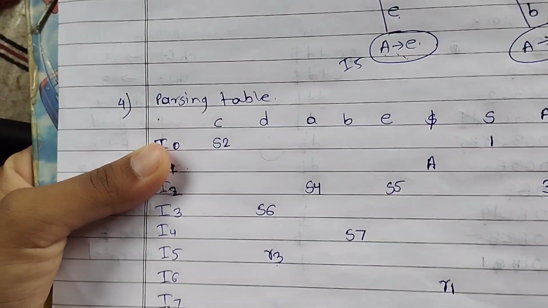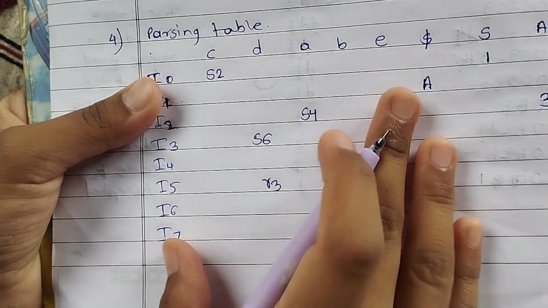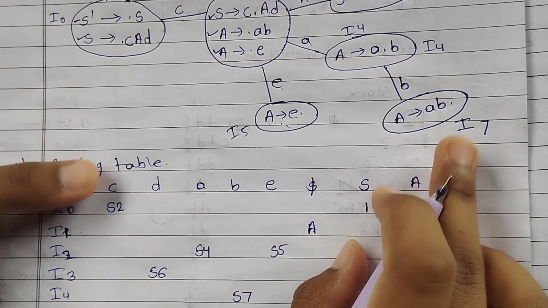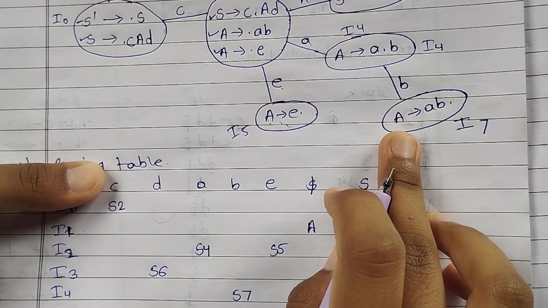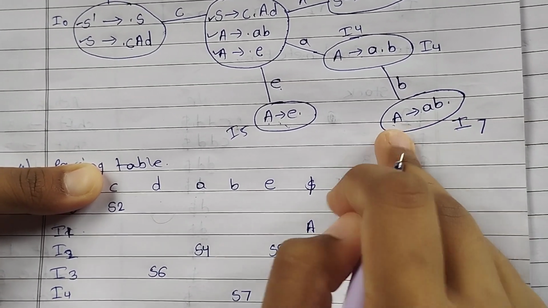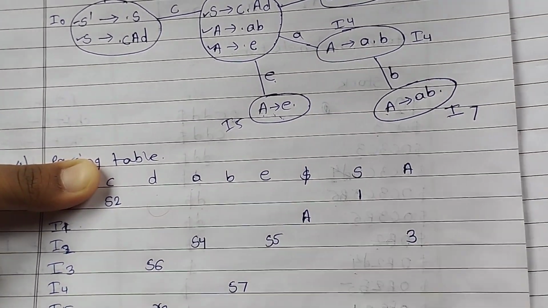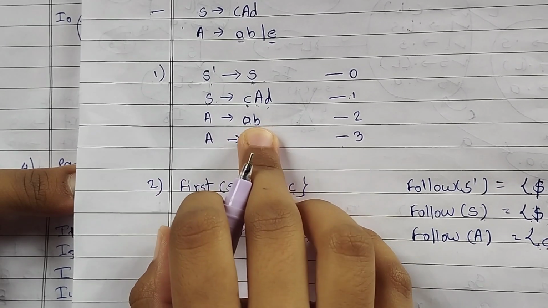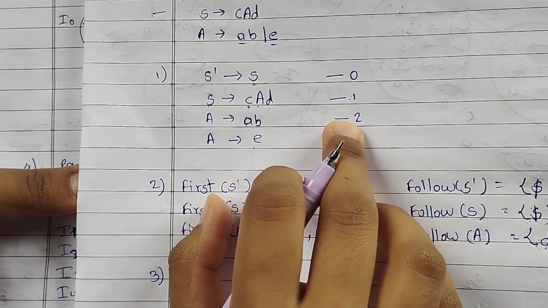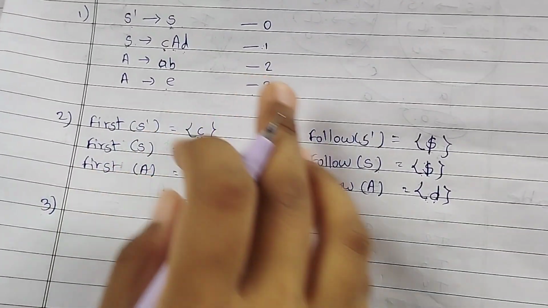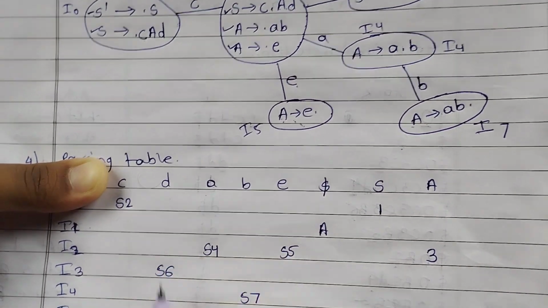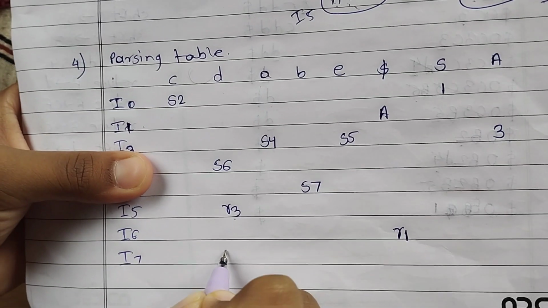Now I7. This is also a final state, which means we reduce the grammar. Here the grammar is a production for A, so we see the follow of A. The follow of A is D, and which number grammar is it? A → AB is the second grammar. So we reduce, meaning R2, and we write it below D.